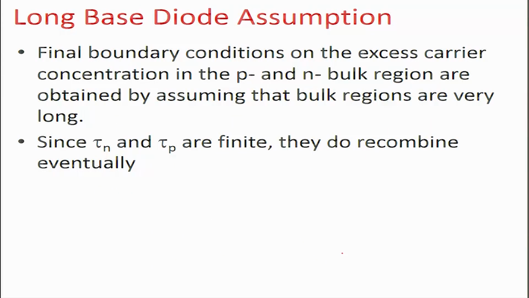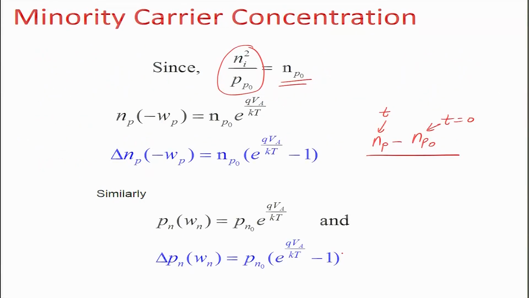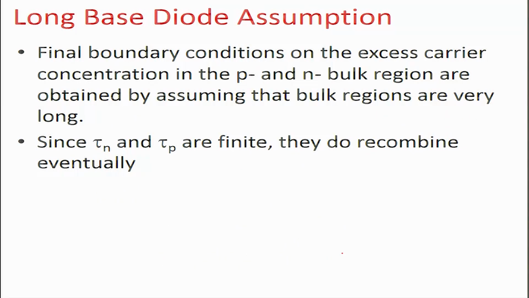Now moving forward, you need to solve these equations to get the currents. For that, we first make what we call the long base assumption. The long base diode assumption basically means that we need to get the final boundary conditions to solve.